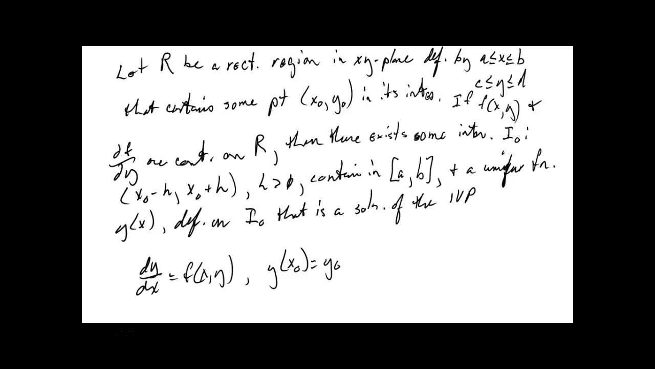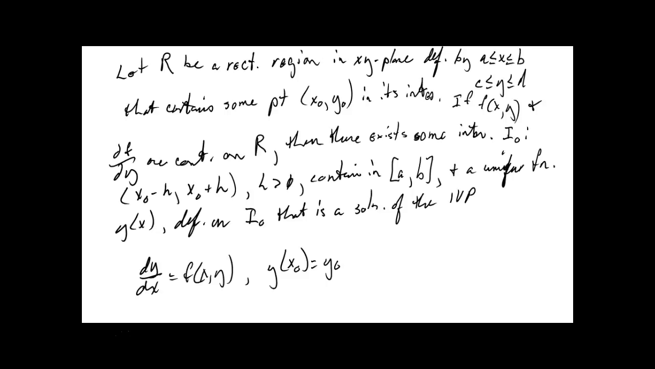Okay? Now, what is required for it to be true? That this thing has to be continuous, and the partial of alpha with respect to y also has to be continuous. If both of those are met, then you have a unique solution.